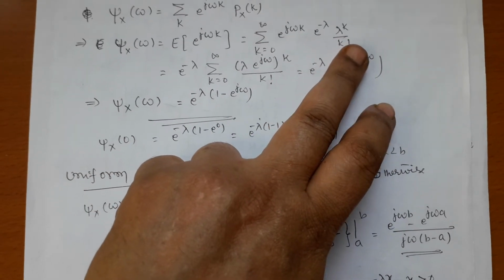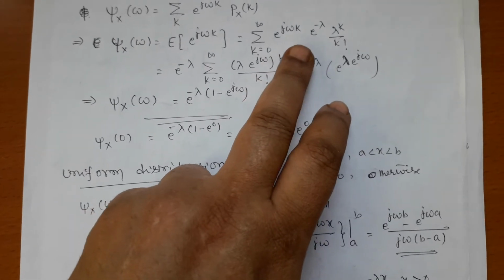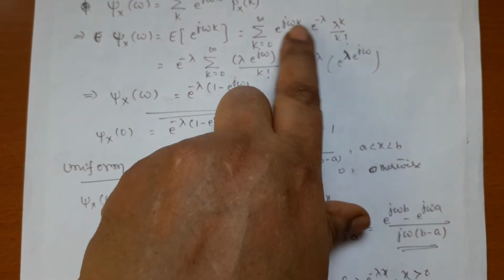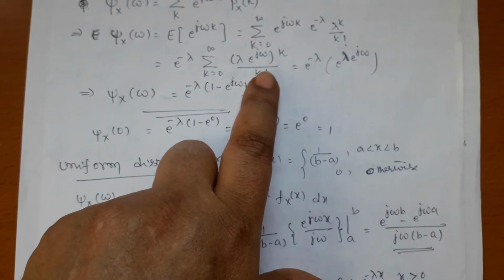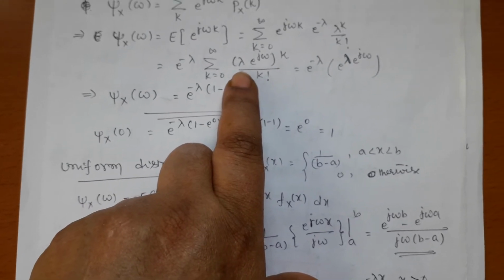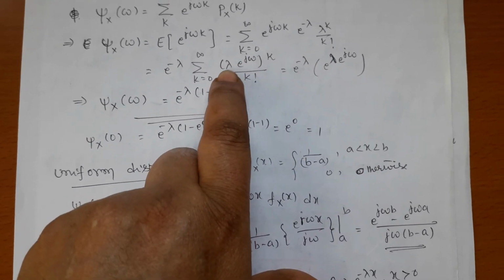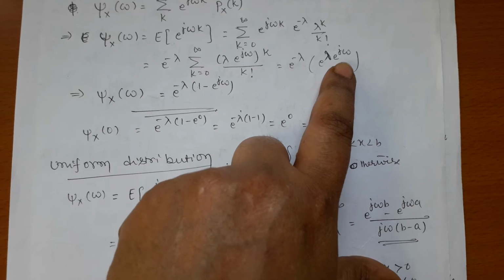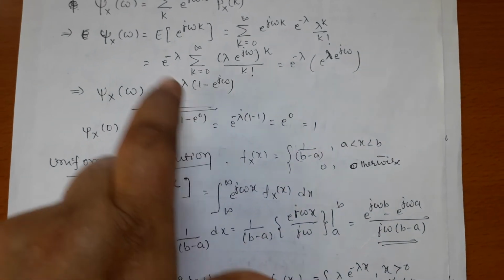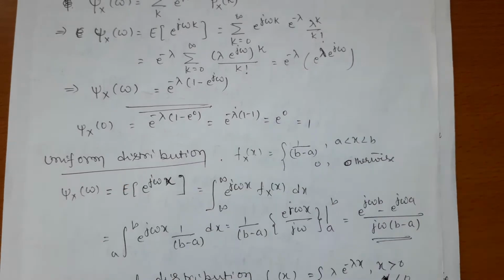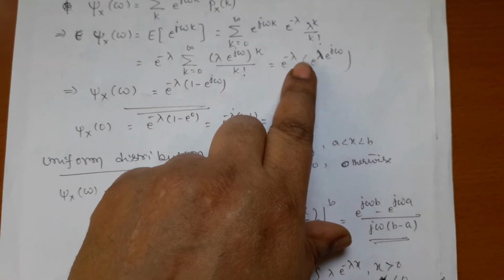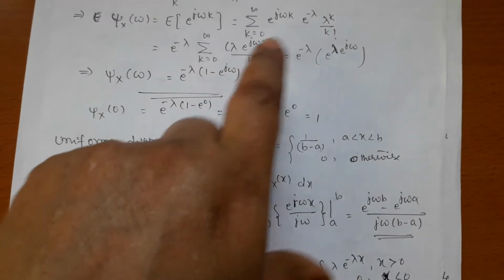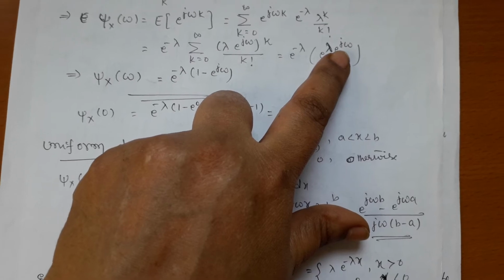Substitute the Poisson distribution formula. After substituting, you take e power of minus lambda outside because it's a constant. Group these two, e power of j omega into lambda whole raised to the power of k. This is nothing but the expansion of the exponential series. What is my x? It is nothing but lambda into e power of j omega. Therefore, we get e power of lambda into e power of j omega. And then you have to take e power of minus lambda inside. Bases are the same, so add up the indices. You take minus lambda outside. We get e power of minus lambda times 1 minus e power of j omega.